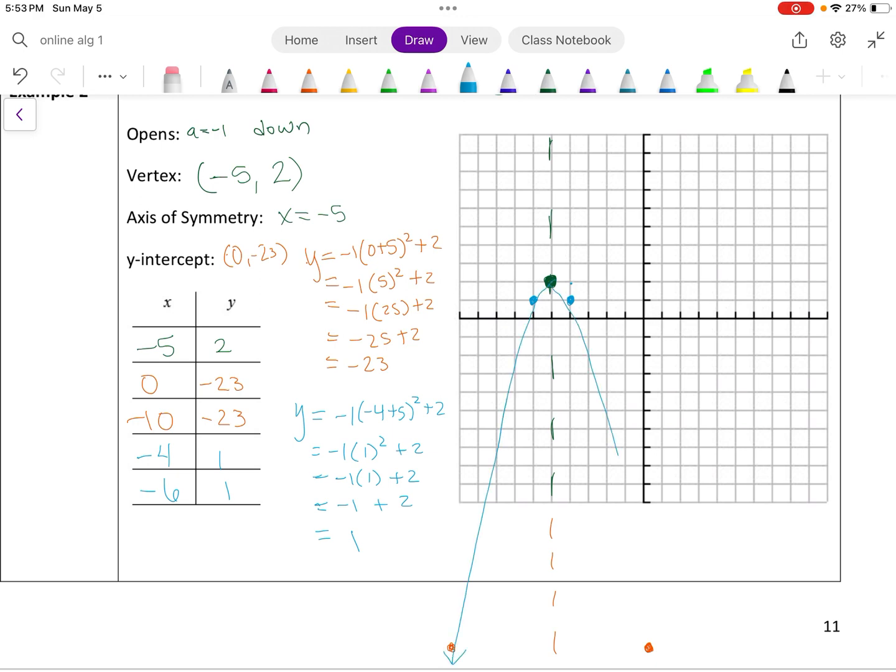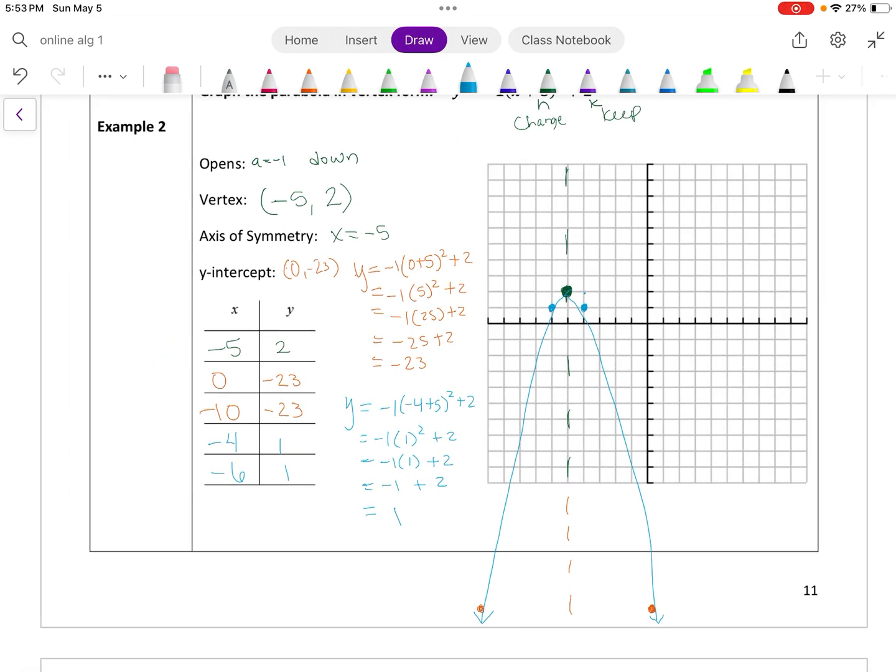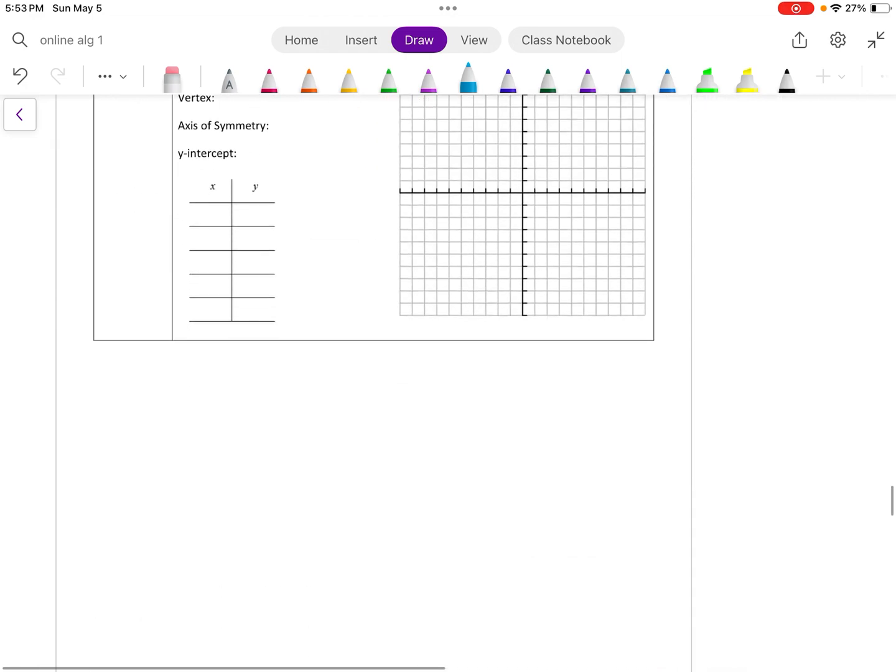So I'm going to kind of estimate. Oh, there's my parabola. If I wanted to, I could pick another x value to plug in to find 2 more points that fit on my graph. But again, for time, we are going to call this good.